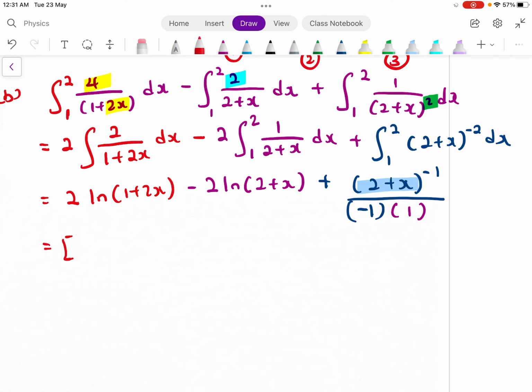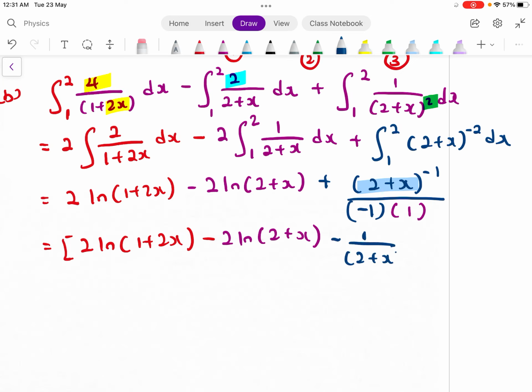Then we just manipulate a bit and substitute in the numbers. So I put a bracket first: 2 ln(1 plus 2x) minus 2 ln(2 plus x), then last but not least, minus, I make it into the fraction form, 1 over (2 plus x). The whole thing is evaluated with 1 here and 2 here. Always use the top minus the bottom.